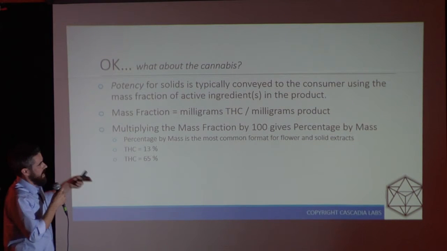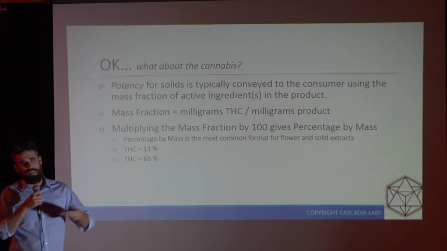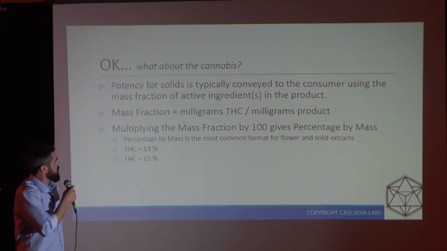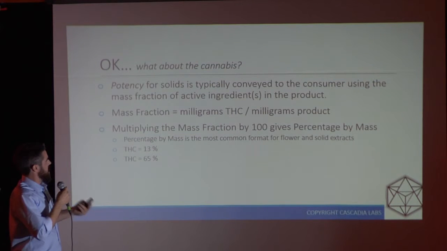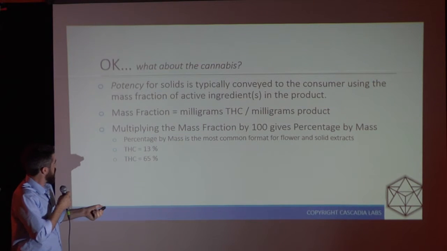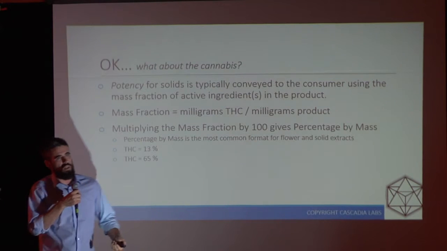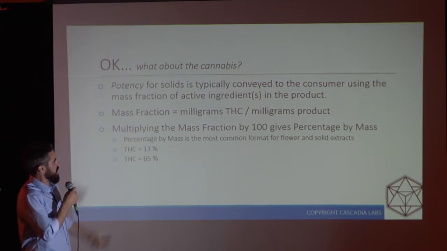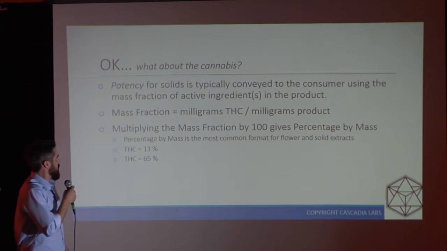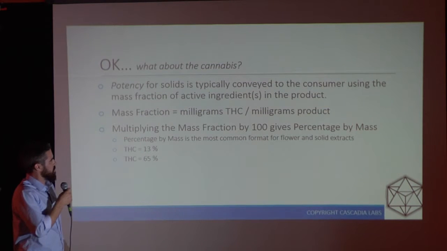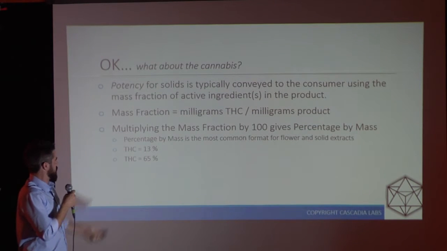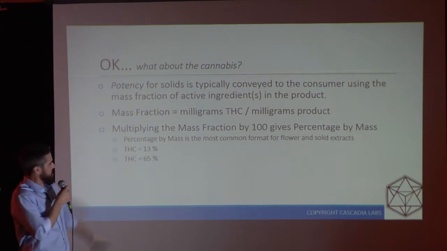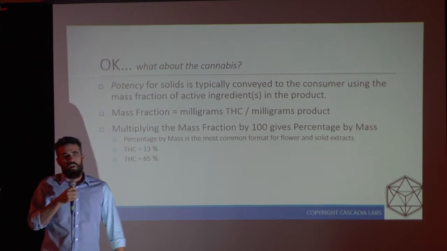So we look at solids and liquids primarily as how we're going to break down how potency is reported for cannabis products. Potency for solids is typically conveyed as a mass fraction, and that will be the milligrams of THC per milligrams of product. And most often that is multiplied by 100 to give us the percentage by mass. And this is the most common format for flower and solid extracts: 13%, 18% for a flower, 65%, so on and so forth for an extract.